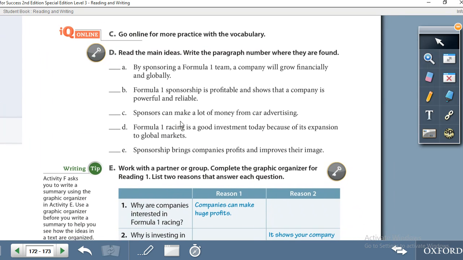So we're going to turn over to the next page, page 173. Exercise C, go online for more practice with the vocabulary. Exercise D, read the main ideas. Write the paragraph number where they are found. So you are going to go through exercise D and you are going to read these main ideas. And then if you feel, for example, A is from paragraph number 1, you're going to write 1. If you feel it is from number 2, you're going to write paragraph number 2. You're basically just going to write the number.